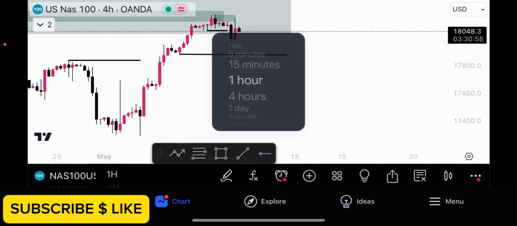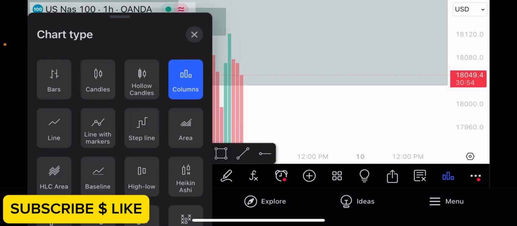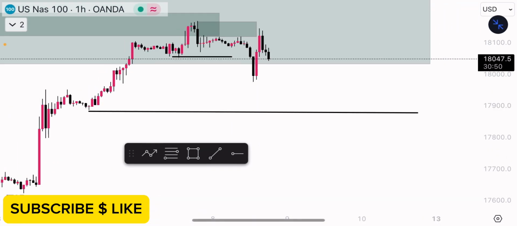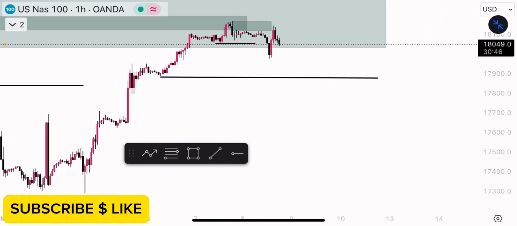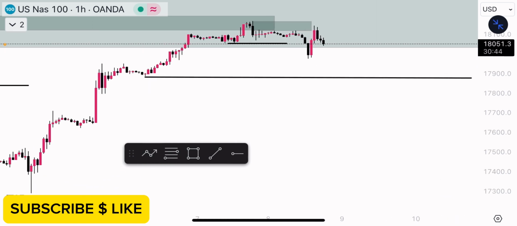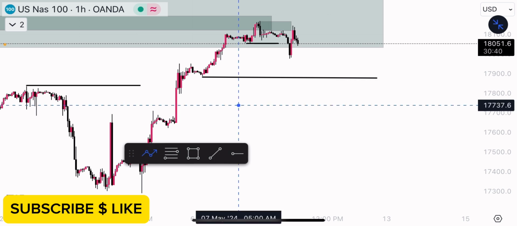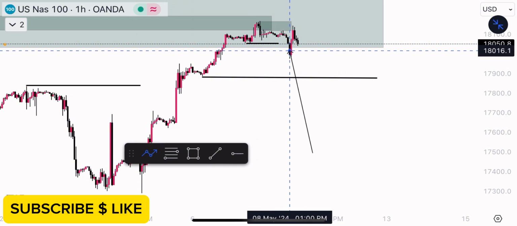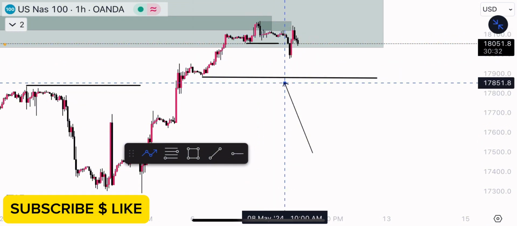Right now, let's go to the 1-hour time frame. So on the 1-hour time frame, I was like, this is a low, and this is another low created here, and more like a liquidity area. Okay, so the market took it all out, and what happened?